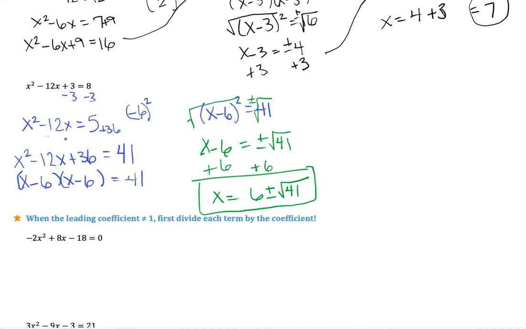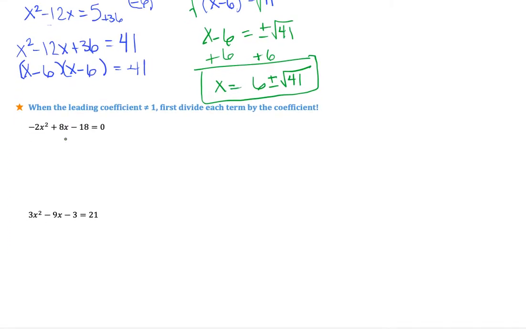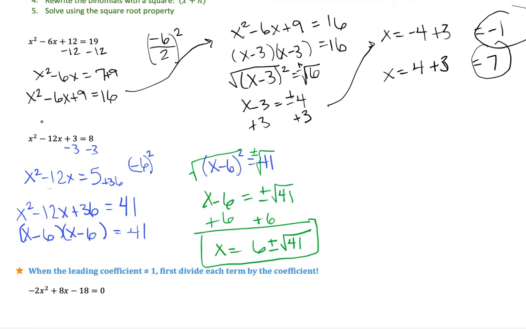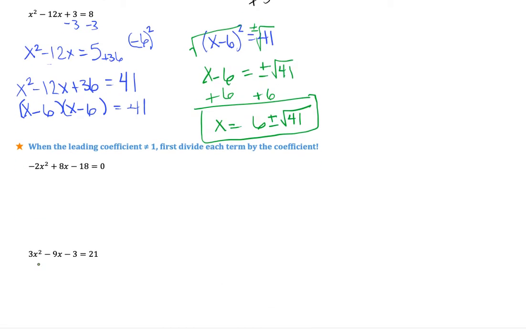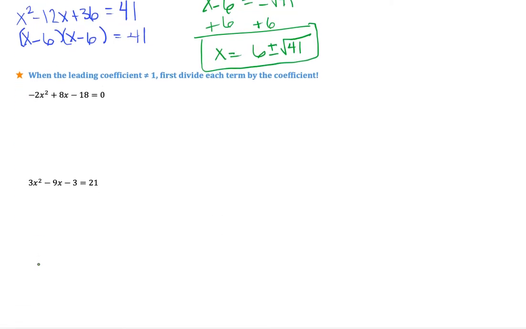Another thing to talk about is when the leading coefficient isn't just 1. In these examples up here, a was just 1. But here a is negative 2. So what we need to do is get a to 1. In order to do that, we have to divide every term by negative 2. Then we have x squared minus 4x plus 9.